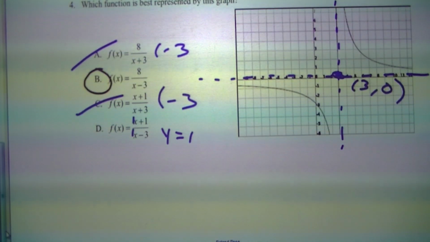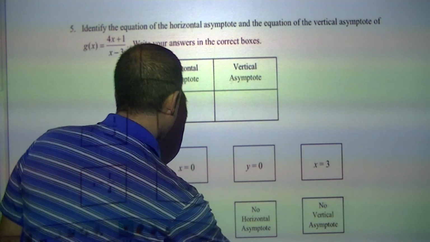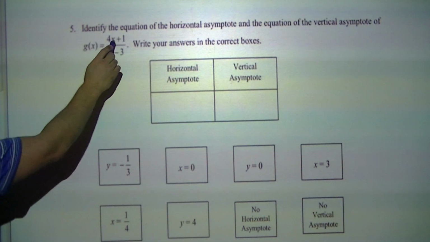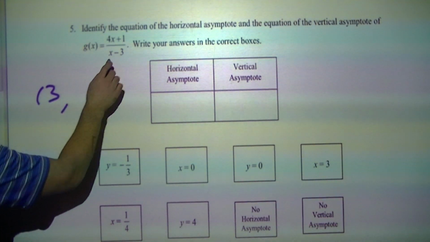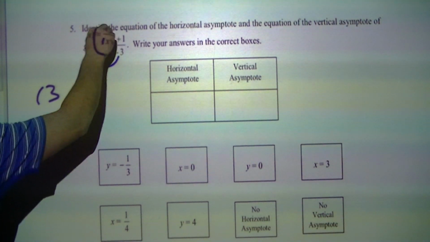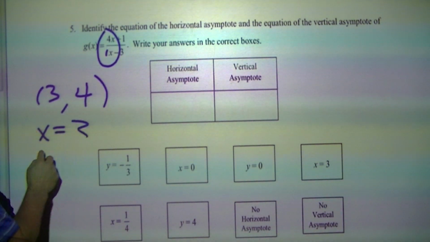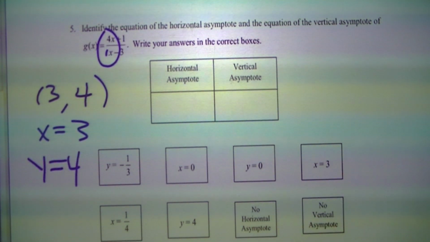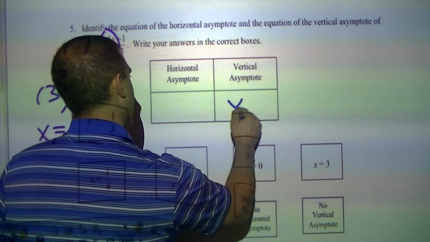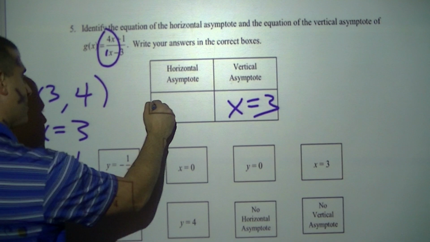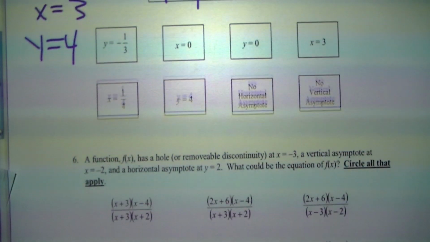And then going on to here, identify the horizontal and vertical asymptotes. Since I got an x and an x, the solution of that would be 3. To get the y, 4 divided by 1 is 4. So it's going to be x equals 3, y equals 4. Now the key thing is you got to put them in the right places. The vertical asymptote is going to be x equals 3. The horizontal one is y equals 4. Don't let that flip your mind around a little bit.